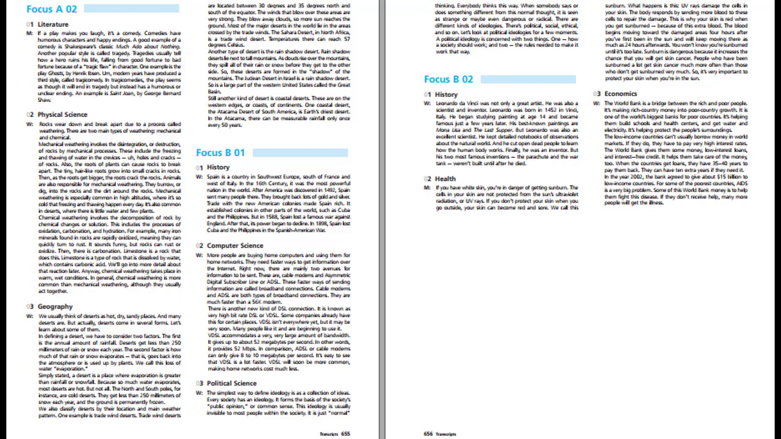In defining a desert, we have to consider two factors. The first is the annual amount of rainfall. Deserts get less than 250 millimeters of rain or snow each year. The second factor is how much of that rain or snow evaporates, that is, goes back into the atmosphere or is used up by plants. We call this loss of water evaporation. Simply stated, a desert is a place where evaporation is greater than rainfall or snowfall.